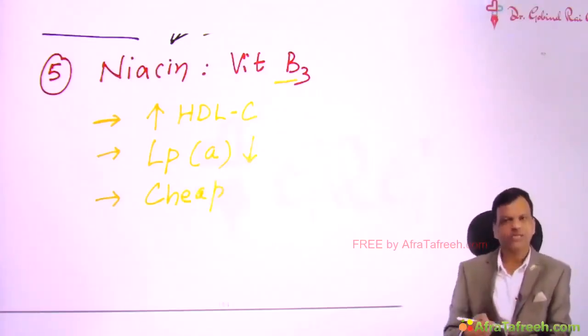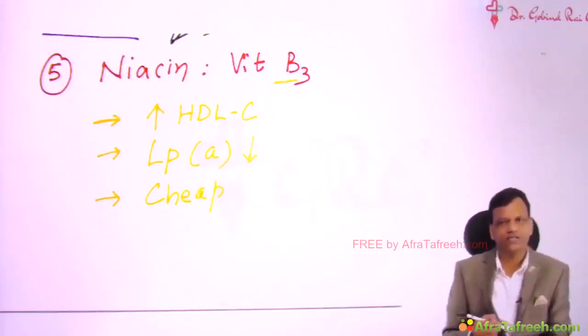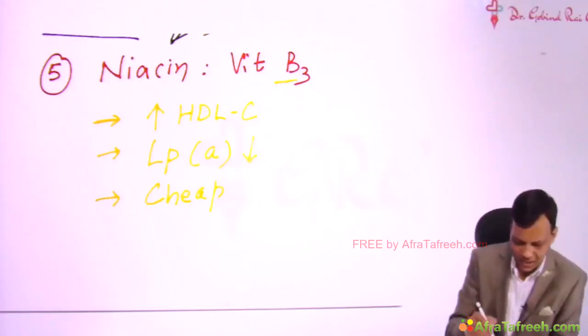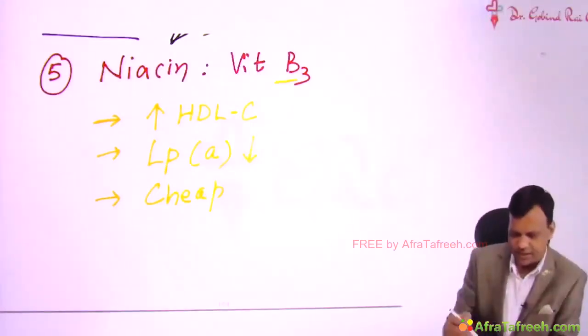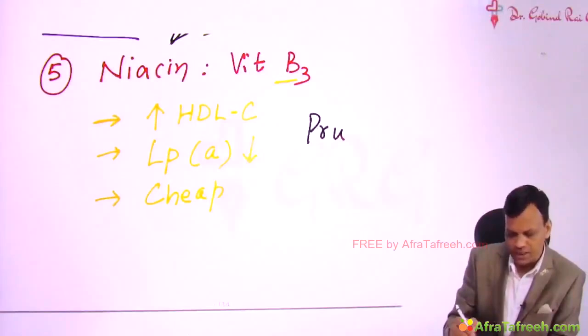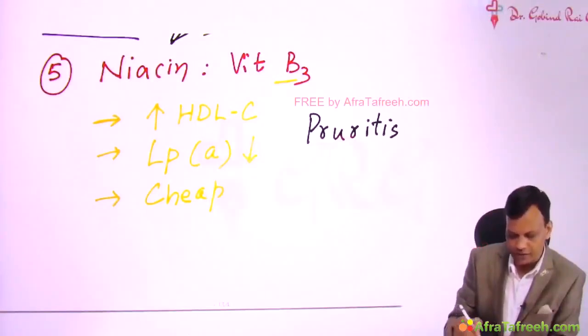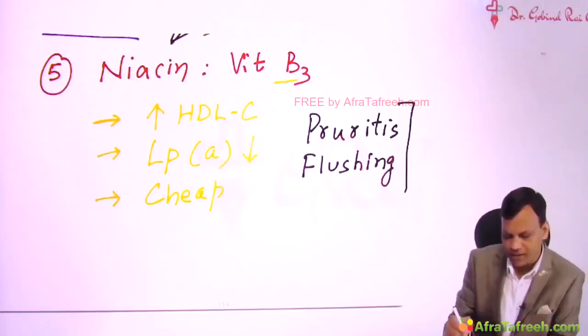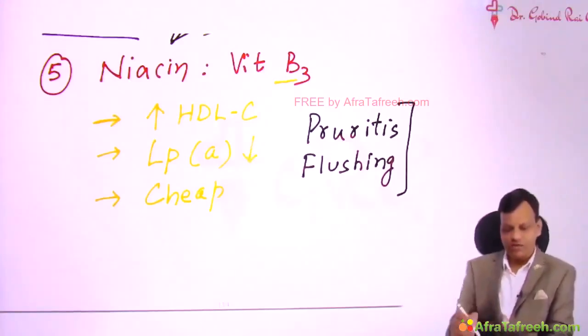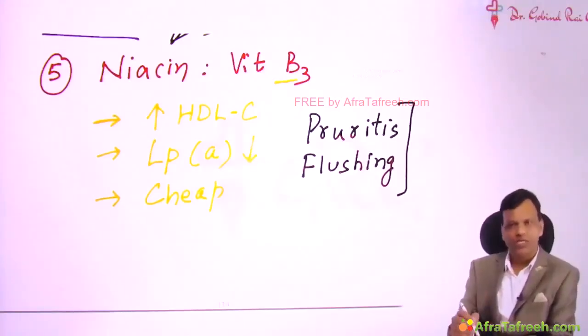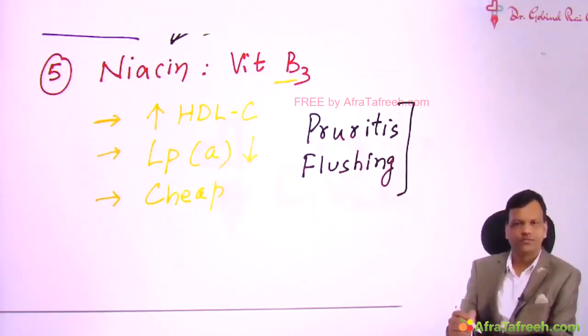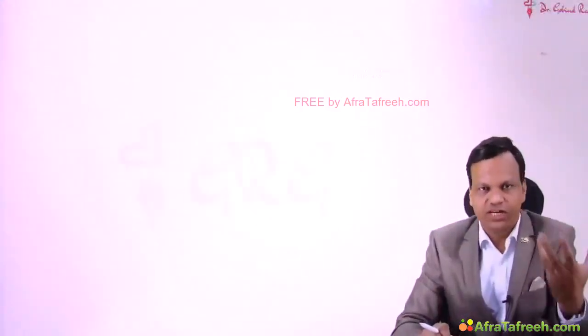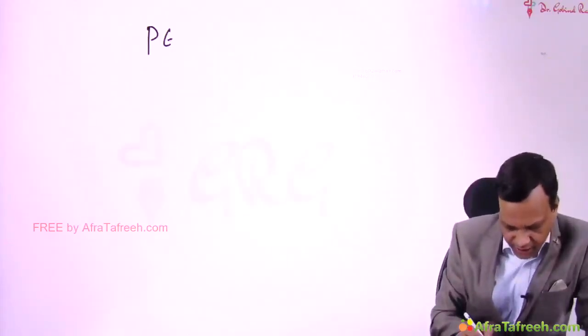So in spite of all these advantages, niacin is not commonly used. The reason is niacin causes side effects like pruritus, means itching, and flushing. These are the compliance limiting side effects of niacin. So if we give niacin to any person, mostly they will stop taking it after a few days because of pruritus and flushing. These adverse effects of flushing and itching are assumed to be due to release of prostaglandin D2.